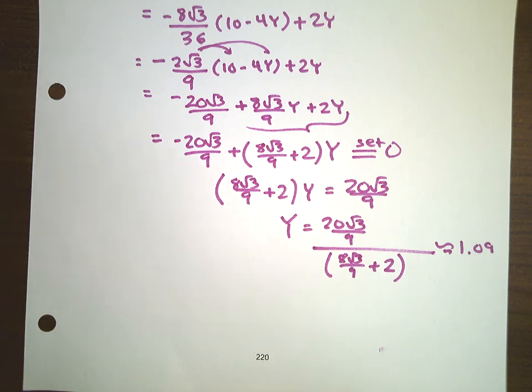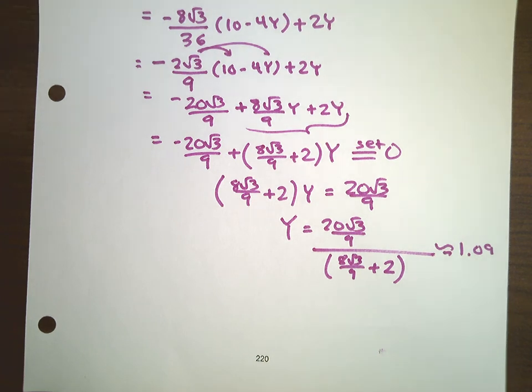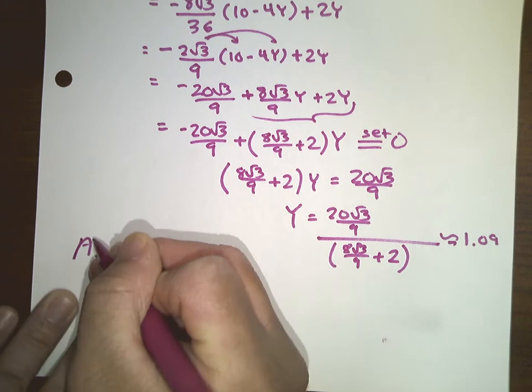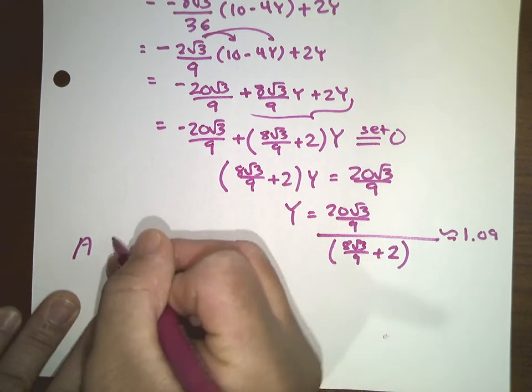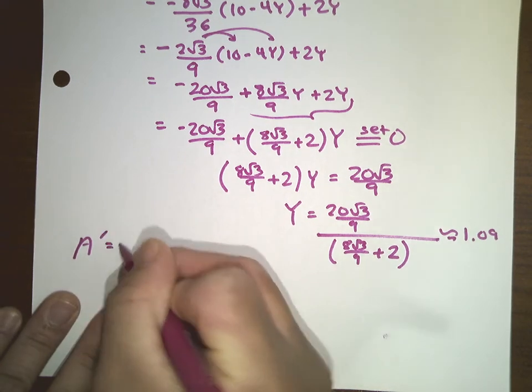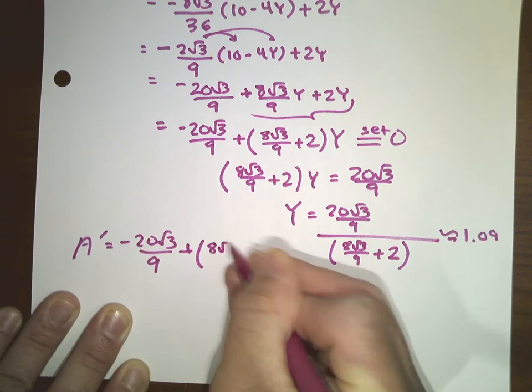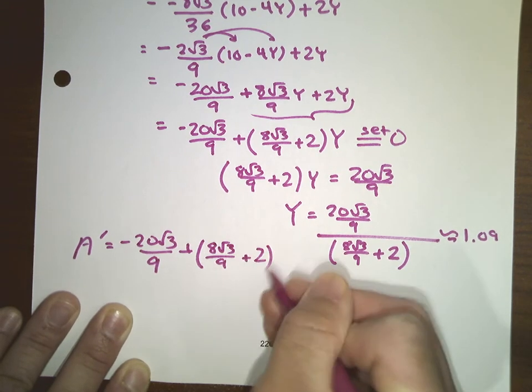now we can verify that the second derivative is going to be greater than zero. So let's just find this. All right, so A prime, remember A prime was the negative 20 square root of 3 over 9 plus 8 square root of 3 over 9 plus 2y.